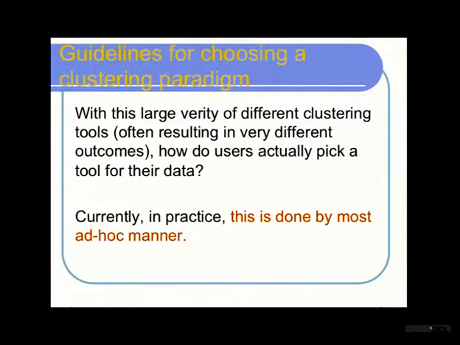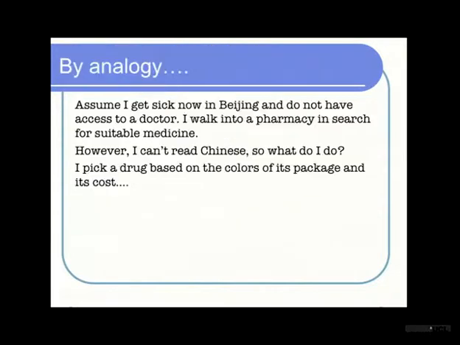To me, the example that I have in mind is this: last month I was in China, and if you are sick in Beijing and you go to a pharmacy and you want to choose some medicine to buy and you don't speak Chinese, then the way people currently choose clustering algorithms is as if you go to the pharmacy and choose your medicine by the colors of the package and maybe also by the price.